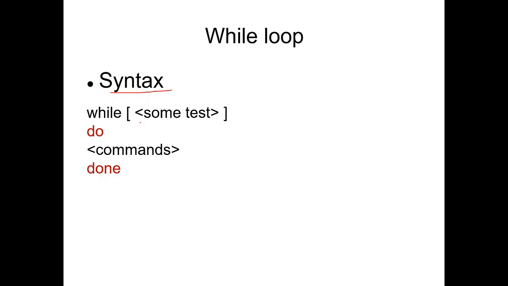In a while loop, first the condition will be tested here in square brackets. You need to check the condition in square brackets. While is a keyword, and do indicates the beginning of the loop, and done indicates the end of the loop. In between you have a set of commands. It will execute the set of commands if the condition is true.